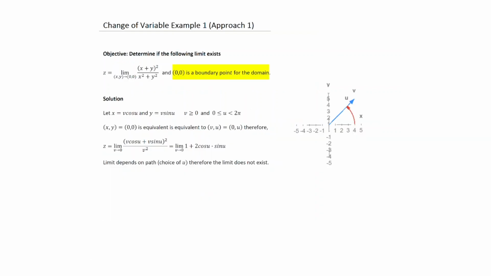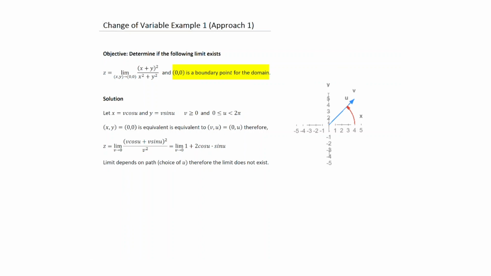Okay, so example 1, let's take this function here, which is the limit as (x, y) goes to (0, 0) of (x plus y) squared divided by x squared plus y squared. Clearly (0, 0) is a boundary point for the domain because the denominator becomes 0. So again, in this case we're going to use the substitution of variables x equals v cos u and y equals v sin u. The limits on v are v greater than or equal to 0, and limits on u are between 0 and 2 pi. All right, so we have to transform xy coordinates into vu coordinates.